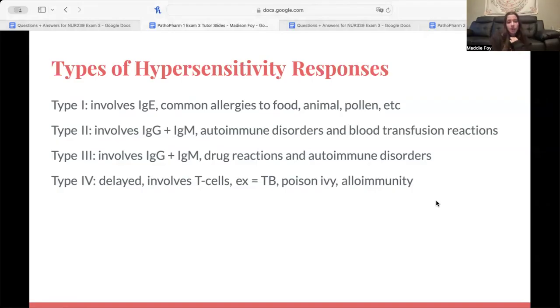And a good example there is the TB test. If you've all had to do a skin TB for nursing, that's an example of type 4. And then also something like poison ivy when you get those itchy welts from it, and then also alloimmunity.